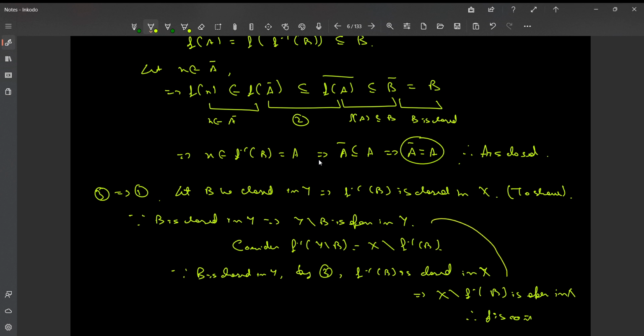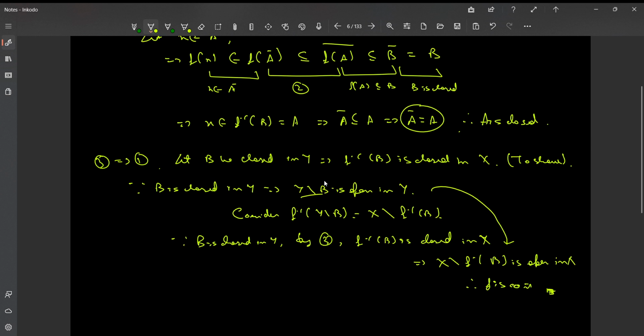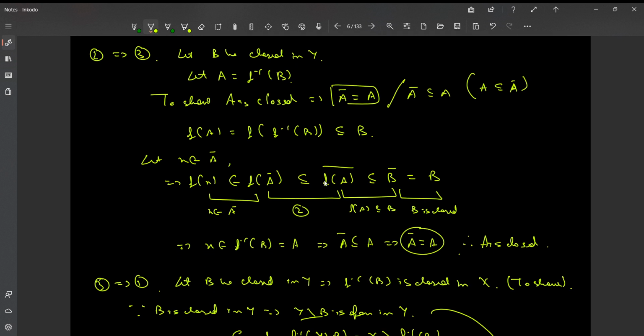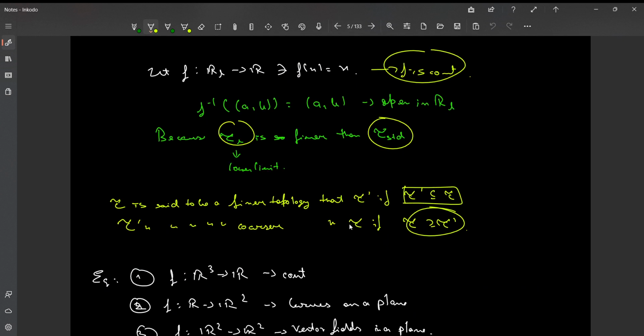So what is X minus f inverse B? It's basically f inverse of Y minus B, right? Y minus B is open in Y, which automatically implies that X minus f inverse B, or the inverse image of Y minus B, is open in X. So it's continuous, right? Okay.